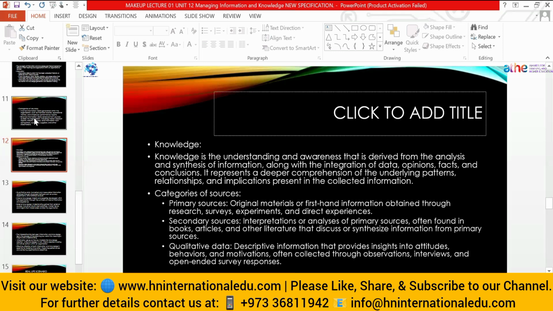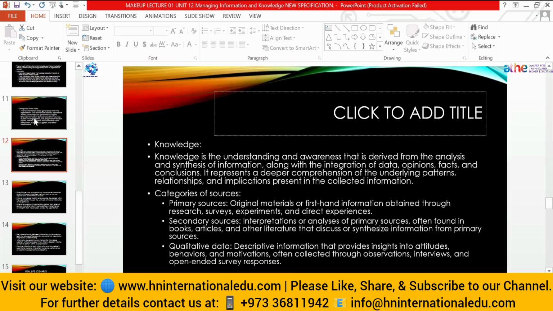Qualitative data is descriptive information that provides insights into attitudes, behaviors, and motivational factors, often collected through observations. What is the depth? That is the analysis. How do you see the world through your eyes? Also interviews and open-ended survey responses.